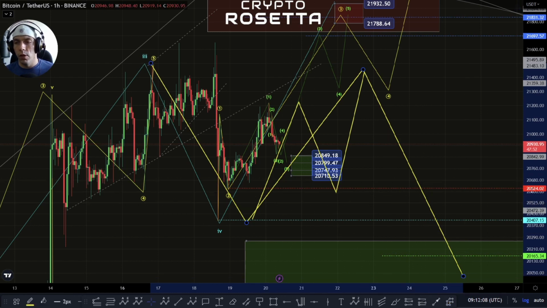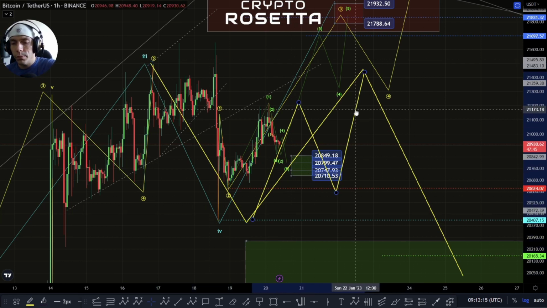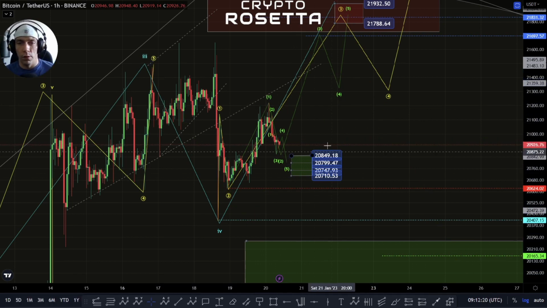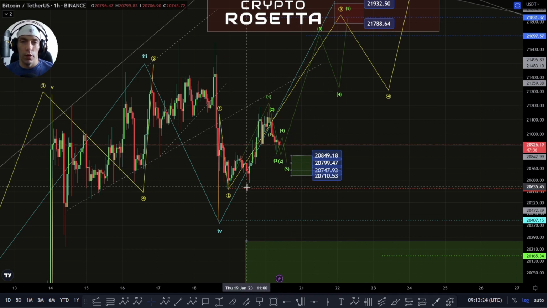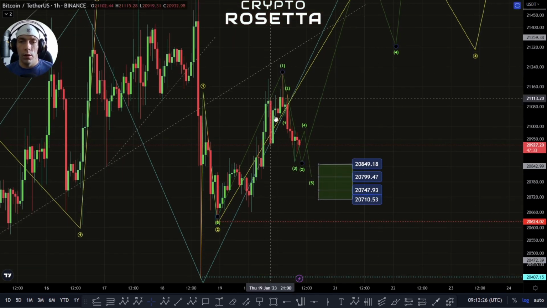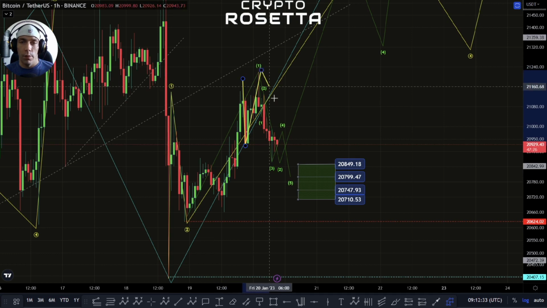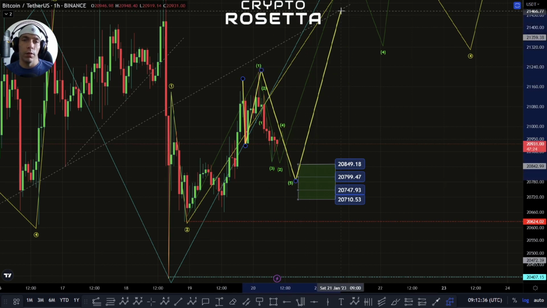If we lose this 20,624, effectively it makes this structure here more likely to be a corrective structure. But for as long as we hold that, and as long as we find support in this support box here, basically what we'd be looking for is then that continuation to the upside. The only way that this could end with a 5-wave move is if we look at it as a flat. And then we'd have to take it from here, and it would be an A, a B, and a C wave, and then that could be completed, and we'll have to look to move up from there. So we've just got to be careful with it.